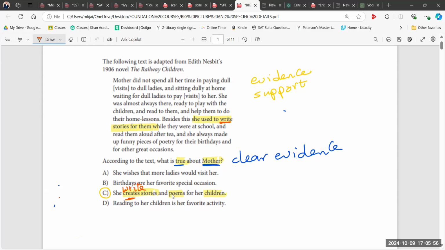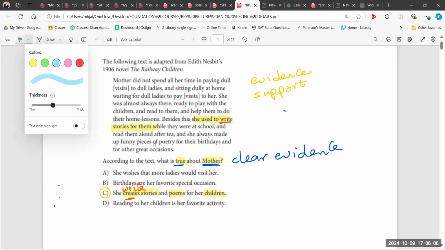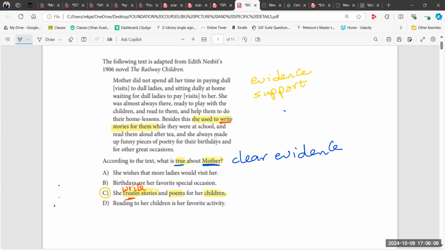Okay, what about poems? Where is the support? Where do we have the support for this one? Made up funny pieces of poetry. Okay, so that's poems.